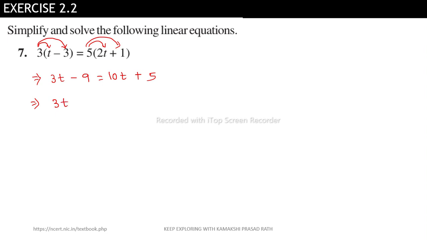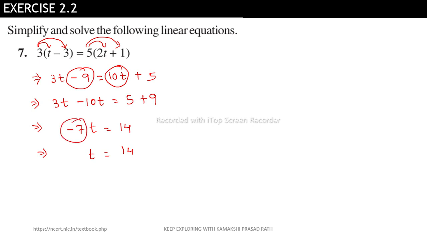Shifting: 3t is already on the left side, we want 10t to be on the left hand side, so 10t becomes minus 10t. 5 is on the right hand side, minus 9 is on the left, so we'll bring it to the right, so it becomes plus 9. So 3t minus 10t becomes minus 7t. 3 minus 10 is minus 7. t is equal to 14. Now t is multiplied by minus 7, so minus 7 is to be divided. Hence t equals 14 by minus 7, which becomes minus 2.